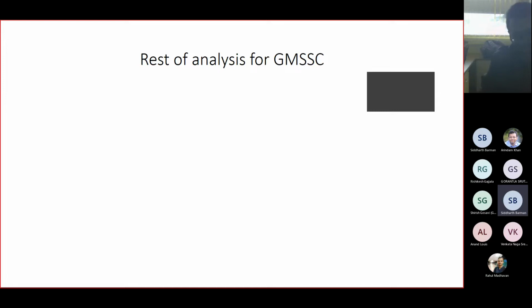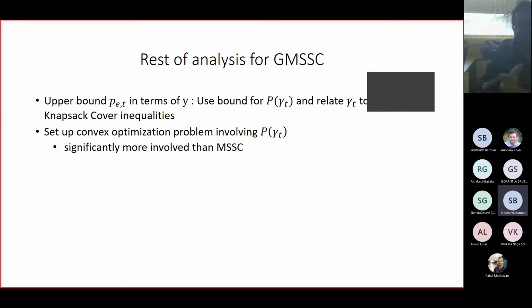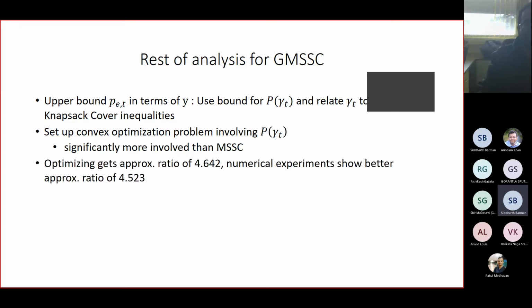Okay, so yeah, maybe I'll just finish off now. So we just do the same thing which we did for Wilson set cover. We again make this convex optimization problem, but now the analysis is much more tricky. It requires many pages of calculation. But now it can still be done.